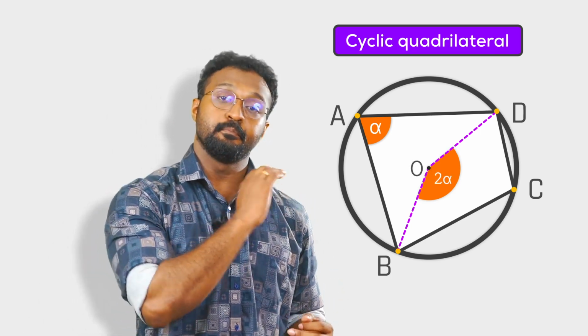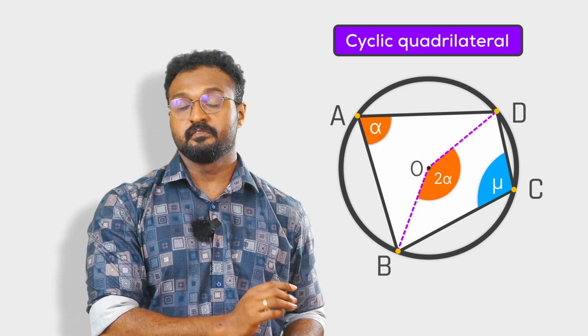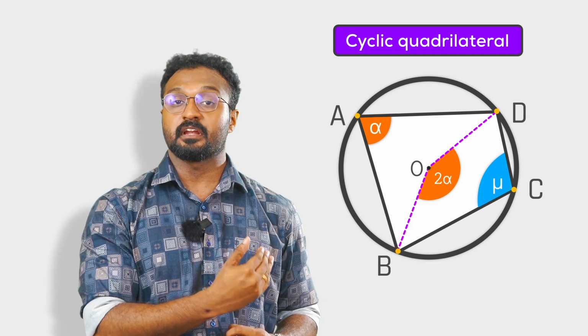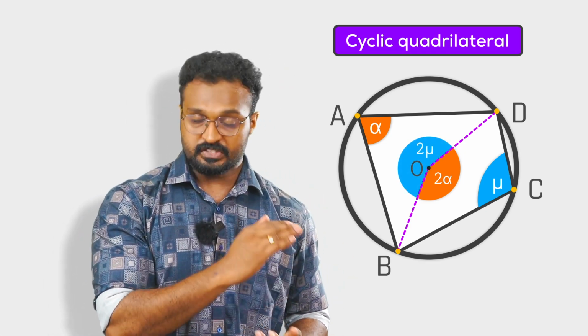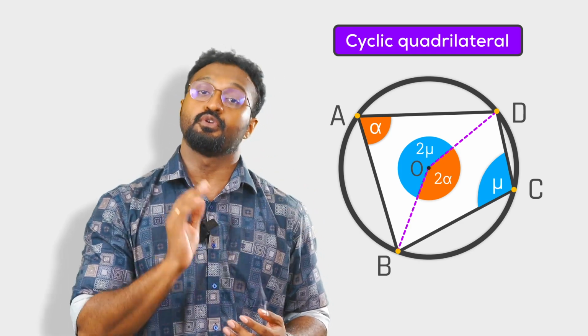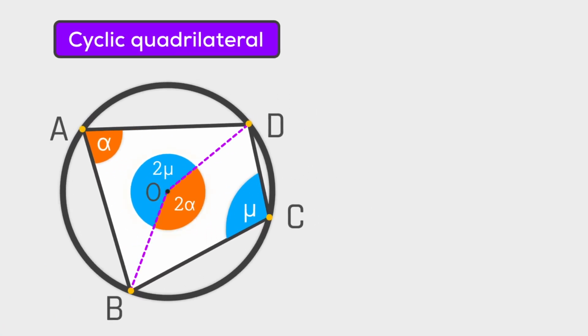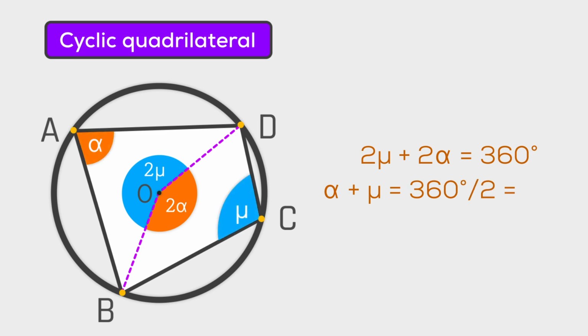Similarly, the angle mu subtended at the circumference on point C of the circle, which means angle BCD, is half the angle subtended at the center of the circle, which is angle BOD, which means angle BOD is equal to 2 mu. Now, please look into the center of the circle. Can we easily notice that angle 2 mu and angle 2 alpha sum up to 360, which means alpha plus mu is equal to 360 degrees by 2.